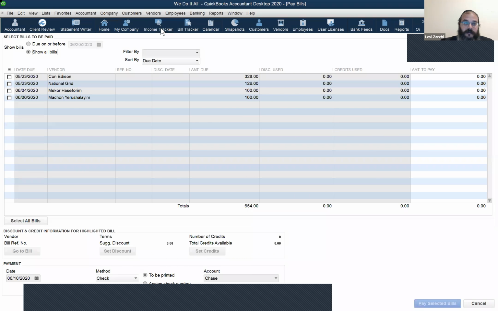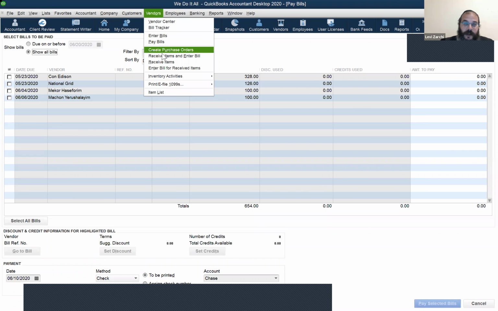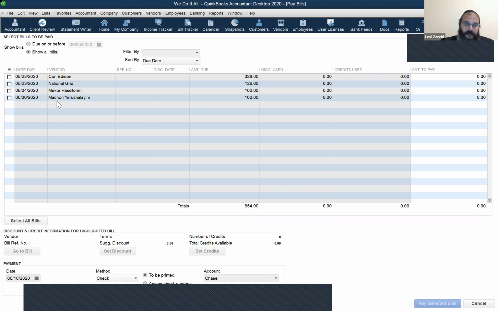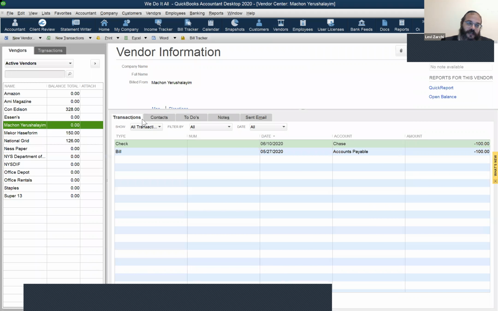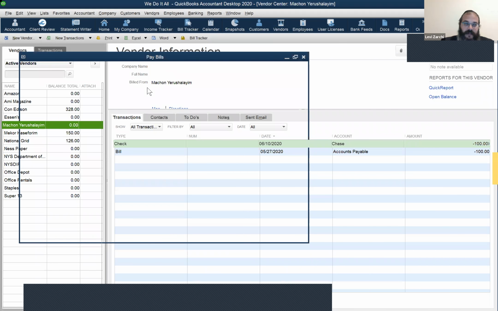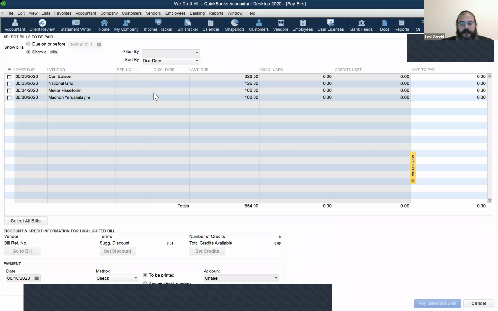You go to the vendors, vendors drop down, pay bills, and then you pay off the liability. That's how QuickBooks does it. Now, we didn't do that. We did it a different way, which QuickBooks would call incorrect. We just wrote out a check. So in the general scheme of things, it's an inconsistency. There's a Machan Yerushalayim here who has a zero balance, but that vendor does have a $100 bill.